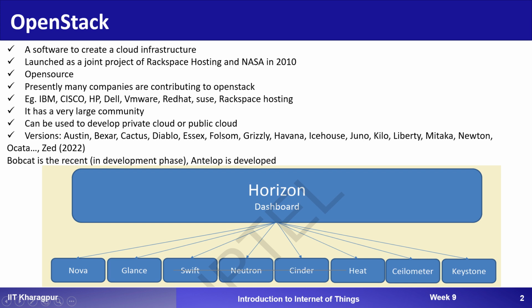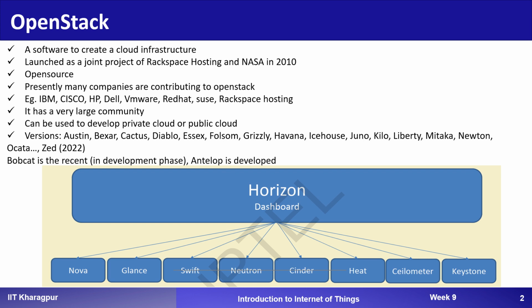It was launched as a joint project of Rackspace Hosting and NASA in 2010, and presently many companies are contributing to OpenStack, such as IBM, Cisco, HP, Dell, VMware, Red Hat, SUSE, Rackspace Hosting, and many others. It is a very large community, and if you want to contribute, you can make changes in the code and contribute to the creation of the cloud.